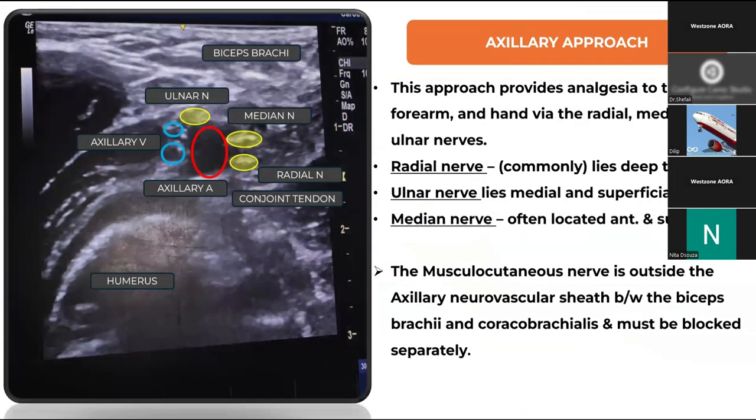The axillary approach provides analgesia to the forearm and hand via the radial, median, and ulnar nerves. So, as you can see in this, the first thing we see is the belly of the biceps brachii. Following that, we see the radial nerve, which lies deep, and the median nerve, which lies deep and medial and superficial to the biceps. We can see the ulnar nerve, which lies medial and superficial, and the median nerve often located anteriorly to the axillary artery. The musculocutaneous nerve here separates from the sheath and lies between the belly of coracobrachialis and biceps brachii.